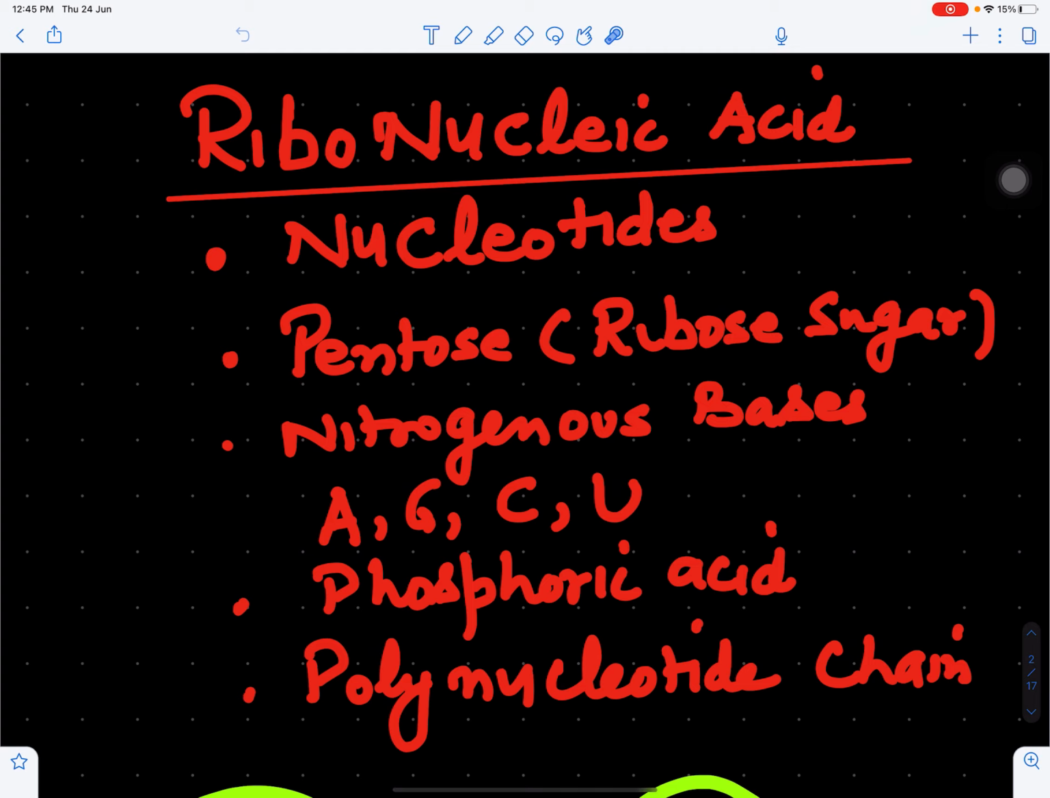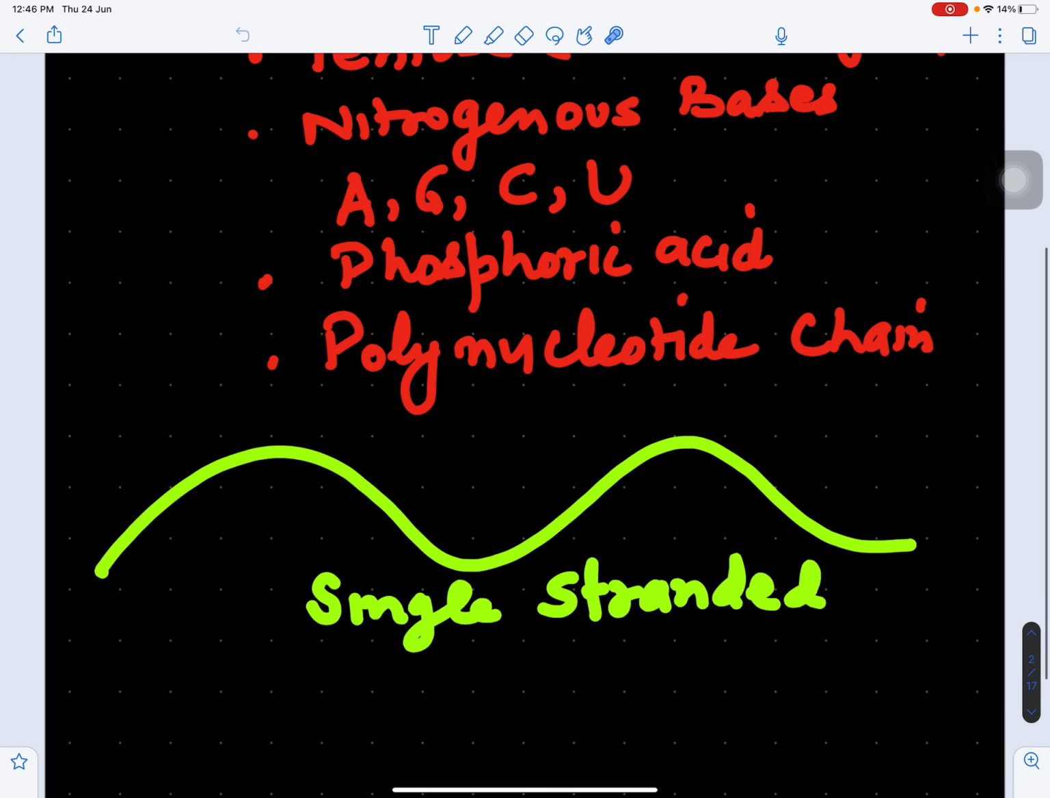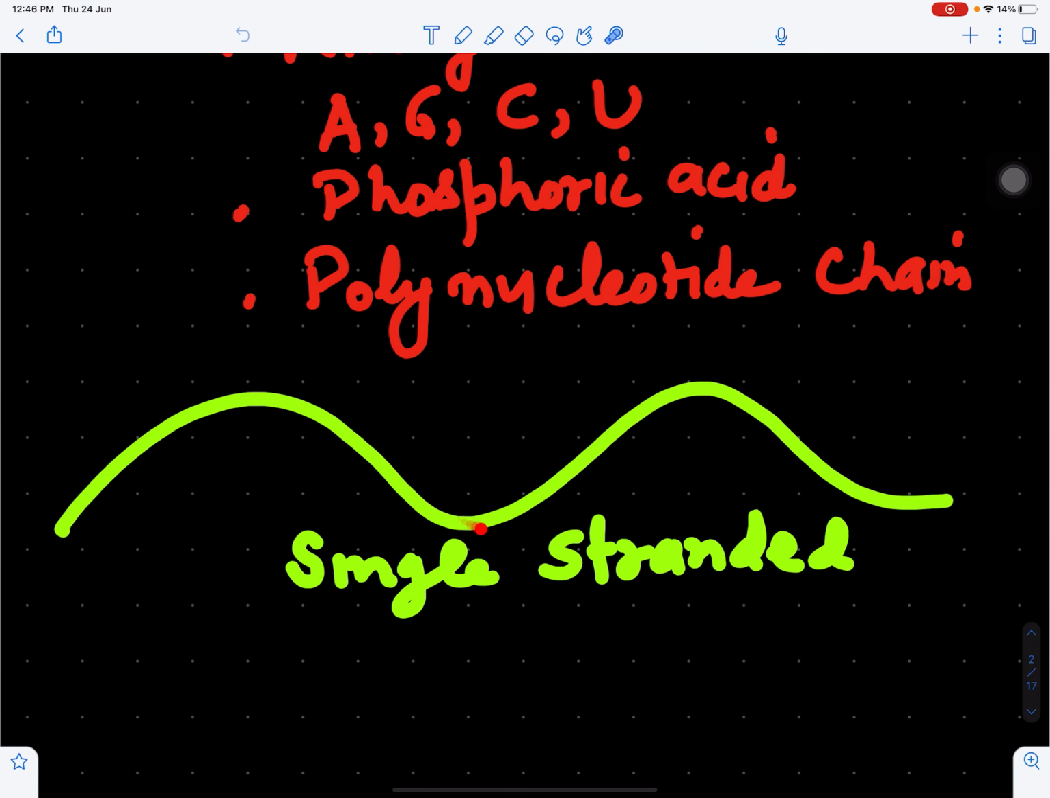Each nucleotide is made up of a sugar, because this is 5 carbon in length, so this is called pentose sugar. This is also ribose sugar. The second component is nitrogenous bases, purines and pyrimidines, and then phosphoric acid. These nucleotides combine to form a polynucleotide chain. You can see this is the single stranded RNA. This is not double stranded, so this is made up of a single strand.